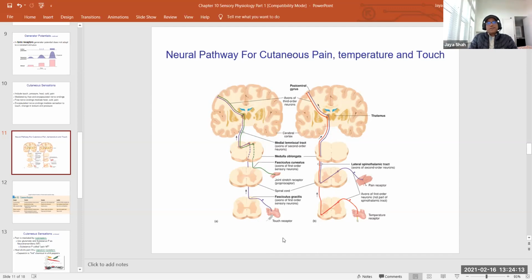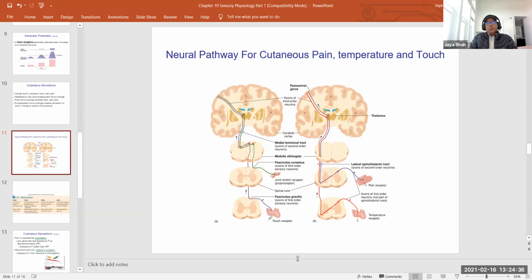So how this cutaneous sensation takes sense from your periphery to the brain. Here is touch, and then there is proprioception, which means position of the body. Here is temperature, and here is pain receptor. You can see the path.